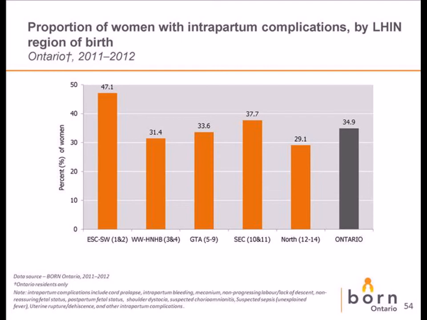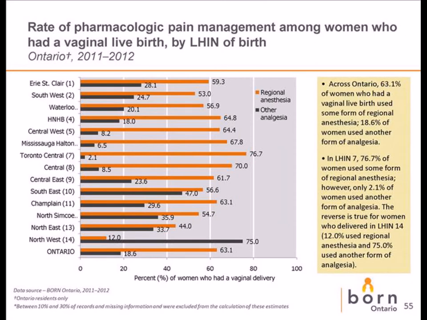This might include things like meconium in labor, non-progressing labor, intrapartum bleeding, non-reassuring fetal status, which in the new database has been changed to reflect the new terminology of atypical or abnormal fetal status, shoulder dystocia, suspected chorio, things like that. So lots of complications.